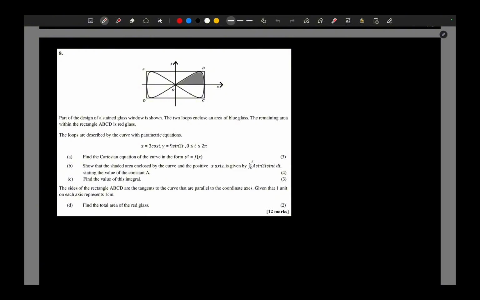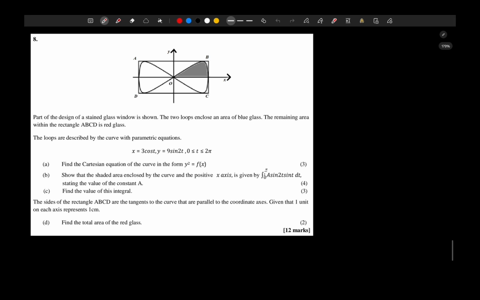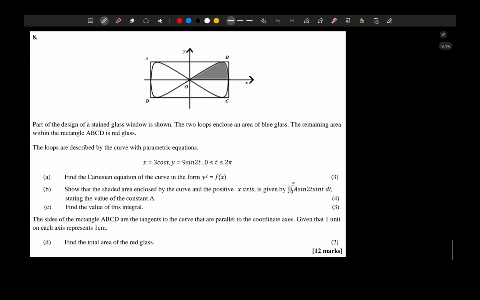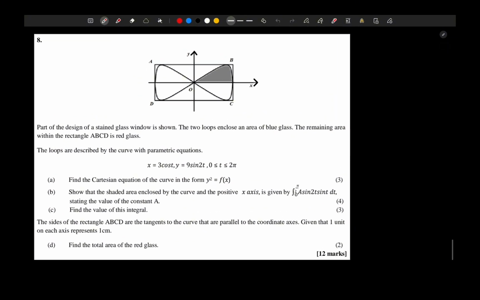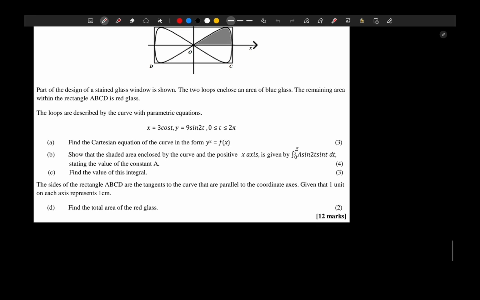Now moving on to the next question. Part of the design of a stained glass window is shown. The 2 loops enclose an area of blue glass. The remaining area within the rectangle ABCD is red glass. The loops are described by the curve with parametric equations, this and this. Now we need to find the Cartesian equation of the curve in the form y squared equals f(x).